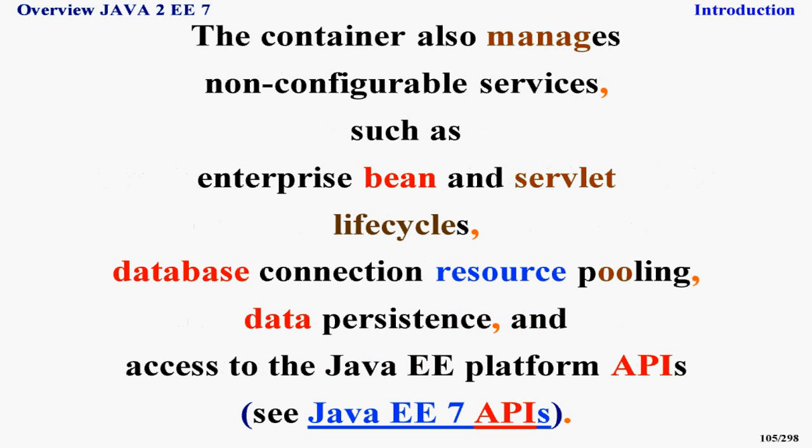The container also manages non-configurable services, such as Enterprise Bean and servlet lifecycles, database connection resource pooling, data persistence, and access to the Java EE platform APIs. See Java EE 7 APIs.